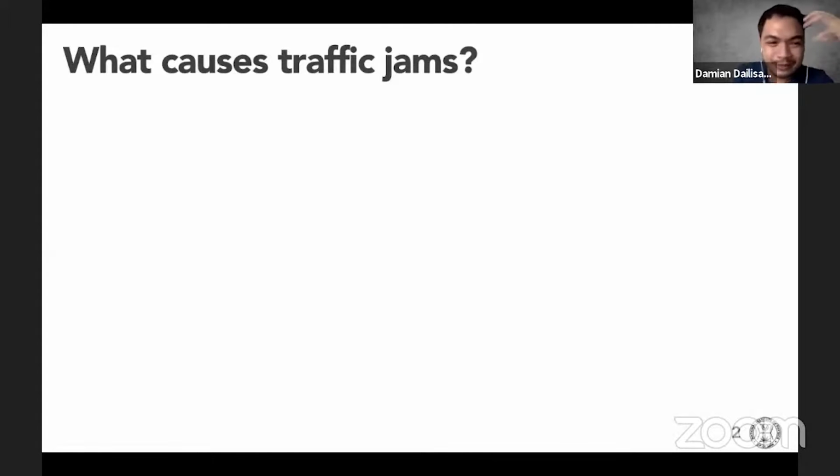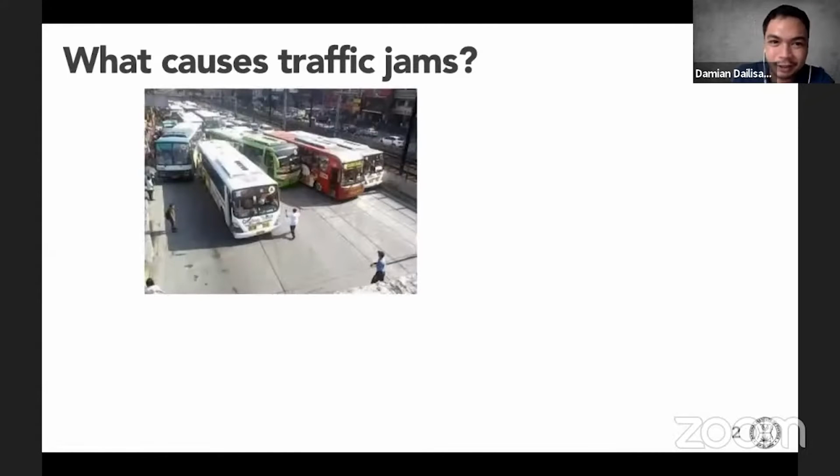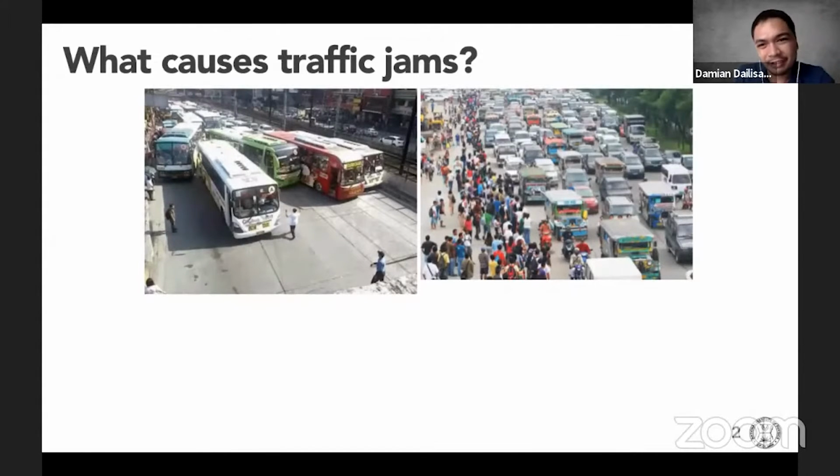So some people would say that traffic jams are caused by buses that fight each other for passengers on the road, and then they drive with disregard for other drivers on the road. So you cause jams like this on EDSA. Other people would say, traffic jams are caused by a lot of people eating up the road itself. So you have these commuters waiting for jeepneys, and then they're spilling on the side of the road. And that eats up the space that's designed for vehicles on the road. So you have traffic jams.